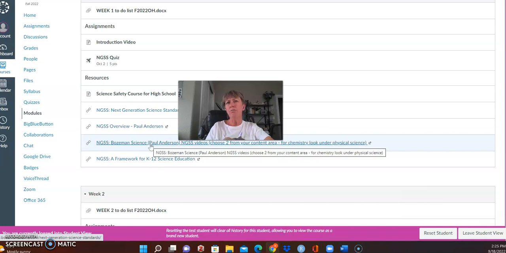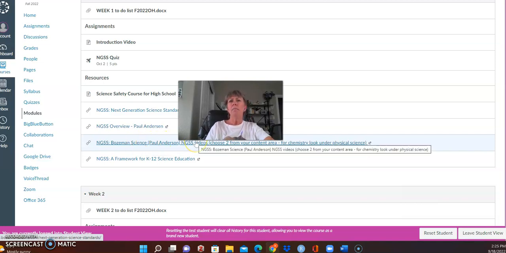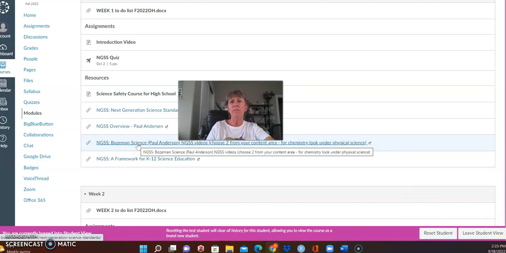Pick maybe 2 from your content area out of this section. So if you're teaching chemistry at the high school level, you might want to look at physical science, because there isn't chemistry, but physical science does have chemistry within it. But all the content areas do. Or biology, middle school, look at those. Just pick 2 to see how he covers the standards within the grade levels.